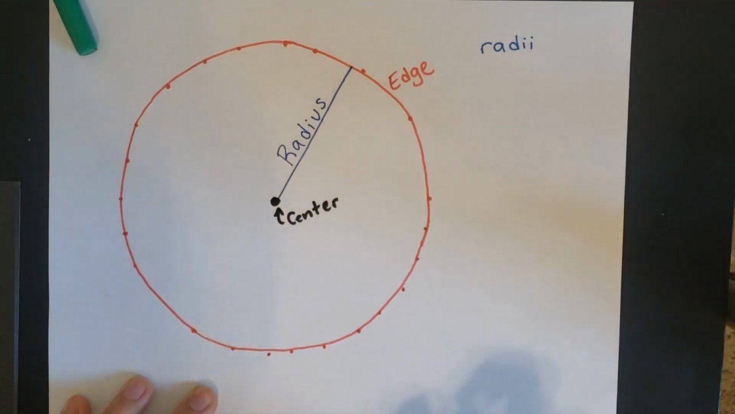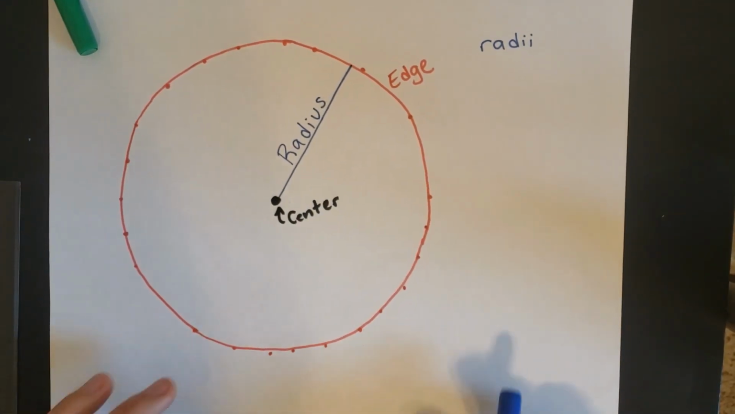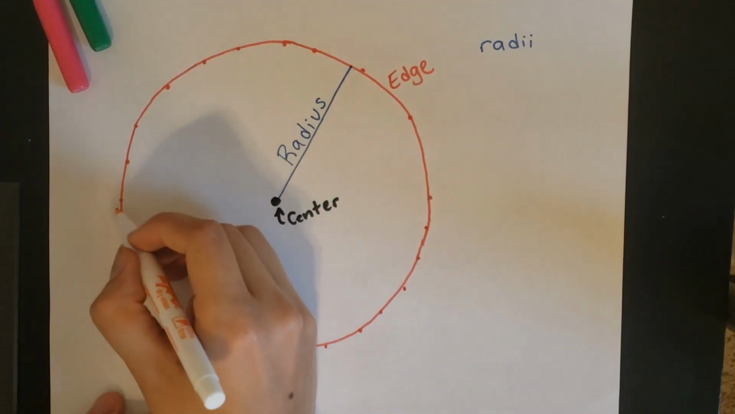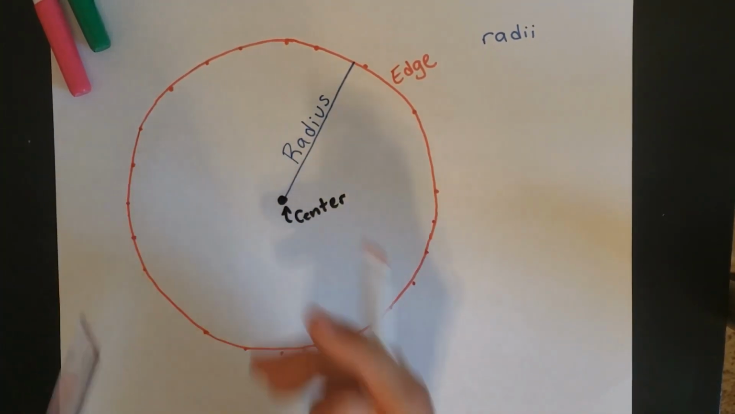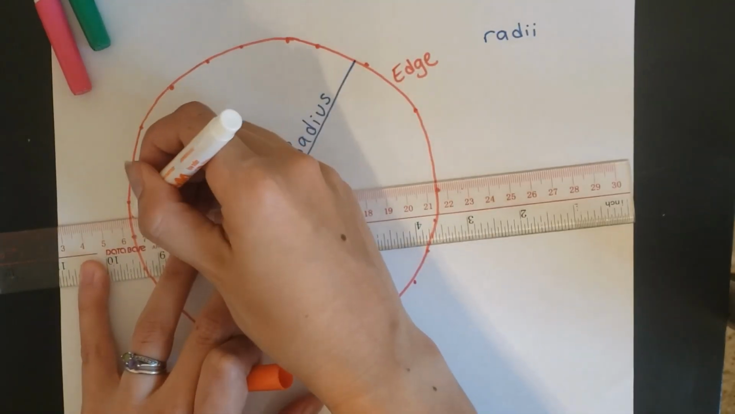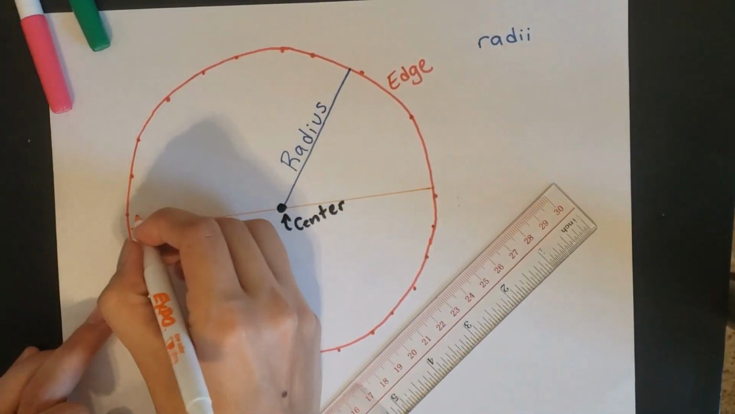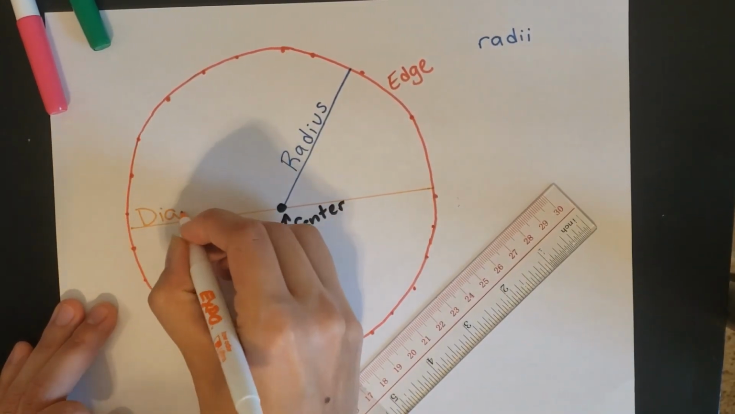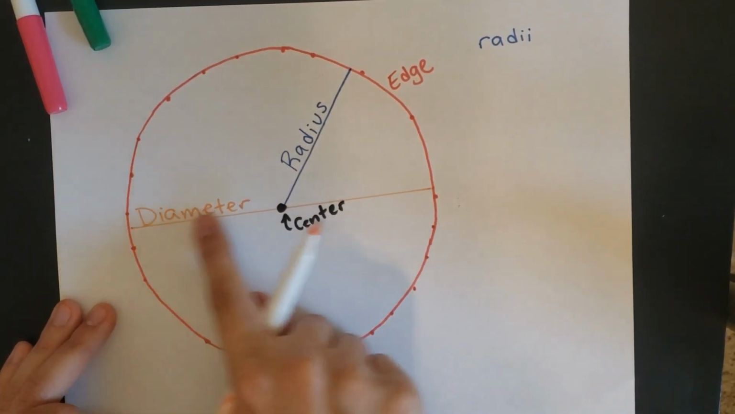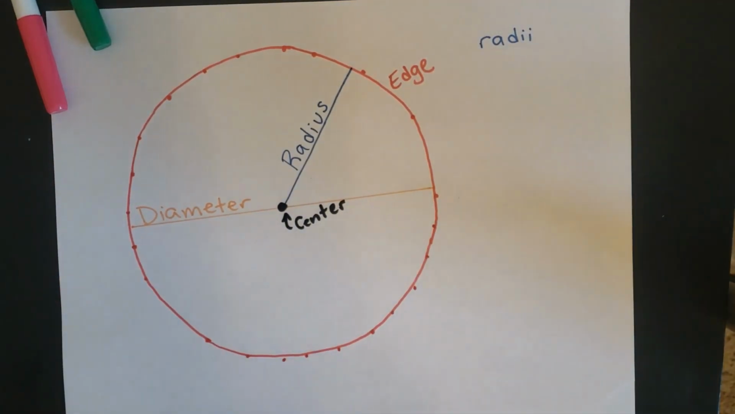All right. If you were to draw a line segment that went all the way from one edge through the center to the opposite edge, this line would be called the diameter. Note how the diameter is twice as long as the radius.